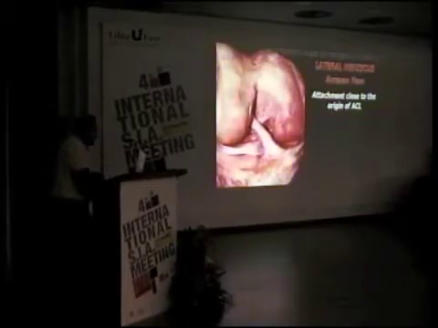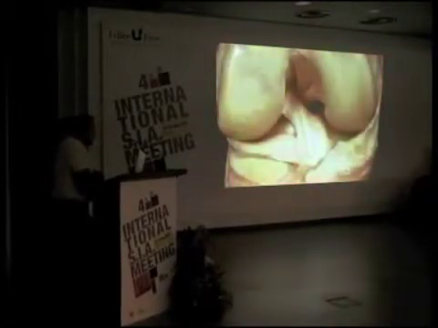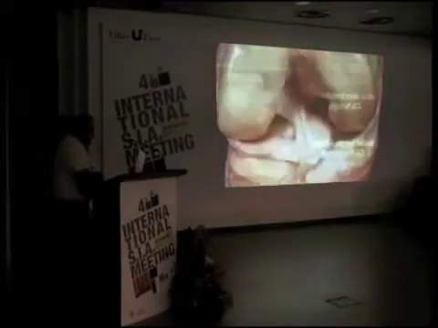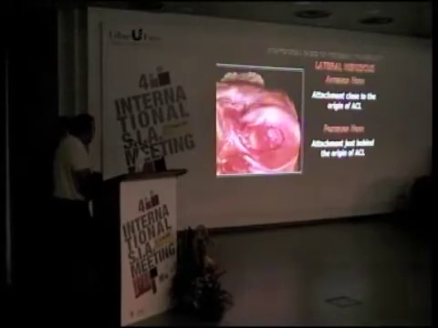About the attachment of the lateral meniscus, the anterior horn is attached close to the origin of the ACL. In this anterior view, we see the ACL and its relationship with the anterior horn of the lateral meniscus. The fibers of this anterior horn seem to be continuous with the ACL. The posterior horn is attached just behind the origin of the ACL. Here we have the ACL, and here the posterior horn.